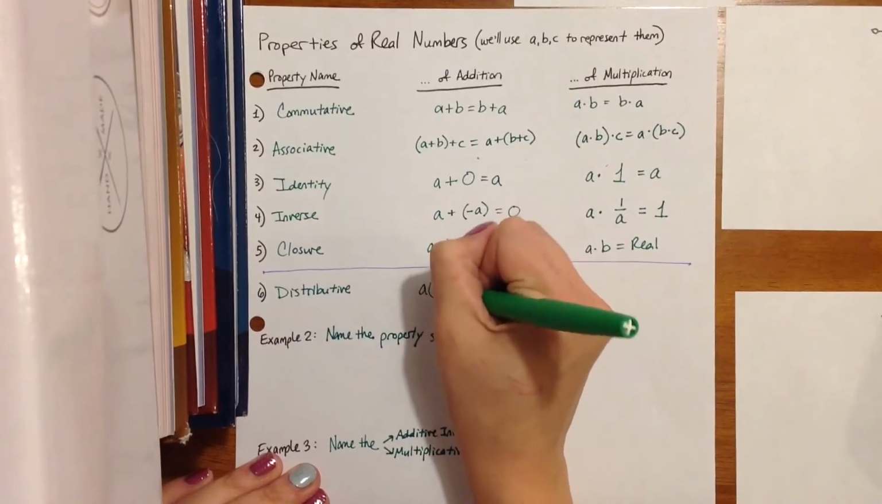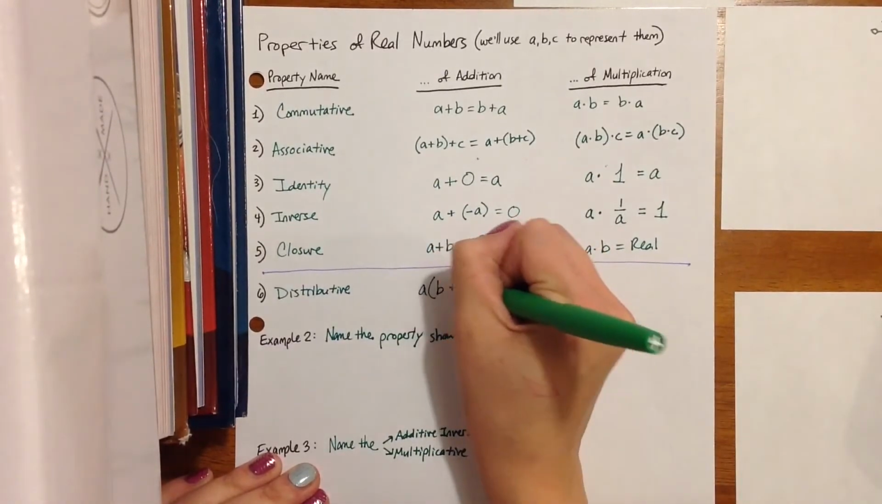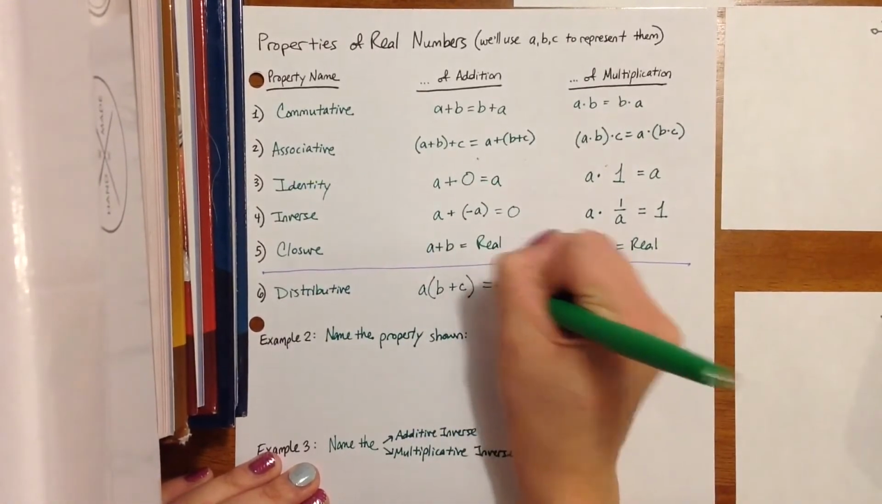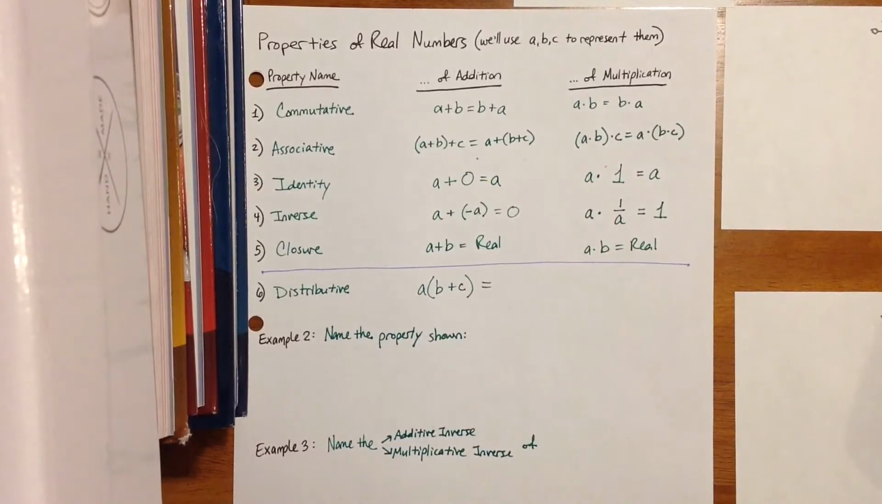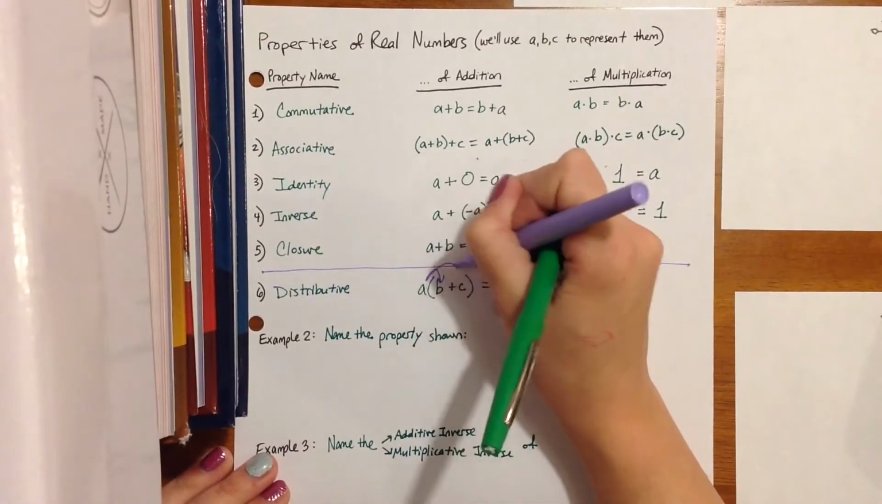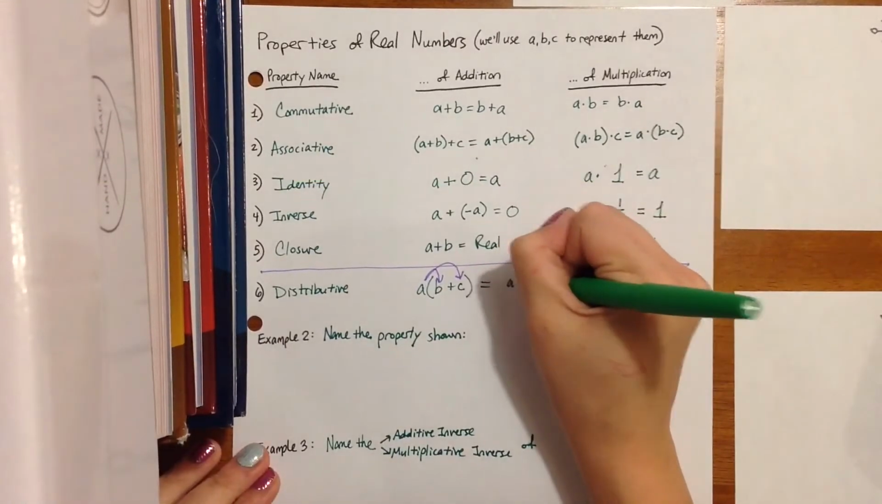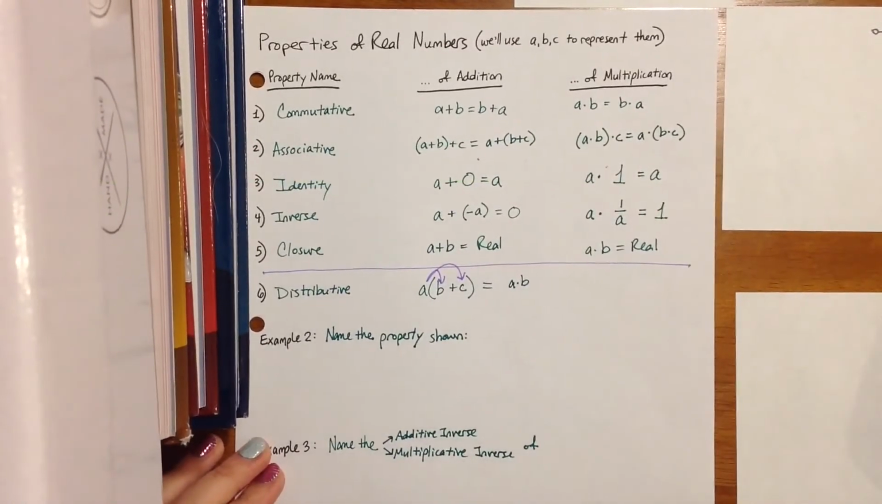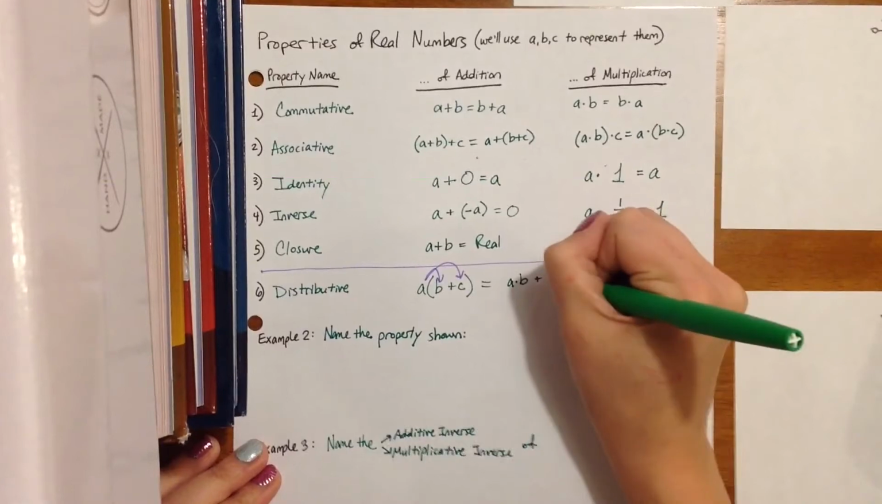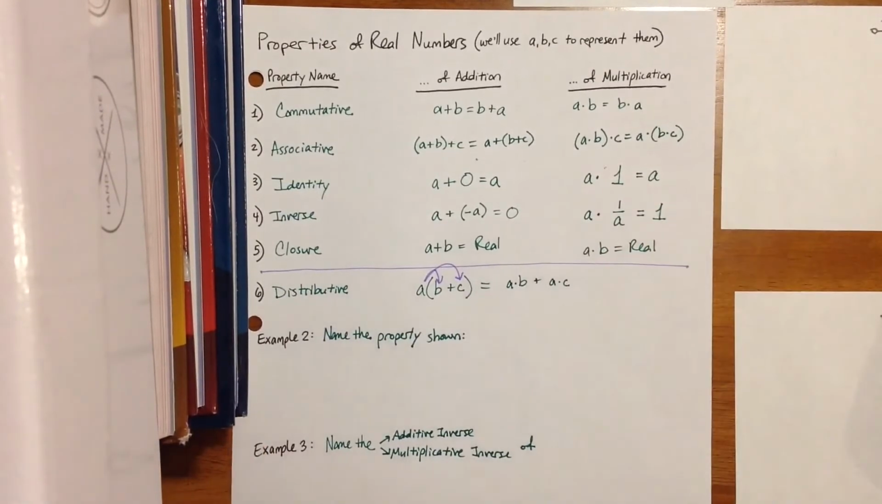This one says if I have A multiplied by the quantity B plus C, we know how the distributive property works. I'm going to take A and multiply it into both pieces. So I'm going to have A multiplied by B, and then I'm going to add to that A multiplied by C. That's my distributive property. We use that with FOIL quite often.